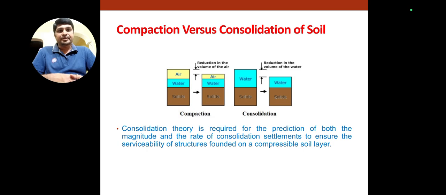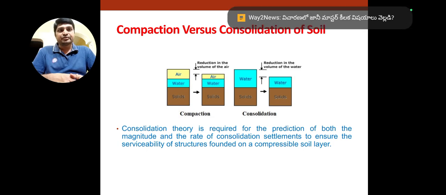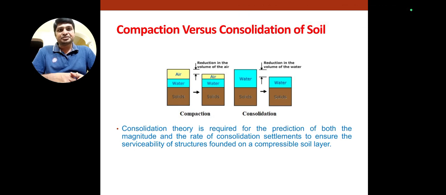Then coming to compaction versus consolidation of the soil. In compaction we are removing the air voids, whereas in consolidation of the soil we are reducing the water content present in the soil mass. So it is basically based on settlement of the soil.